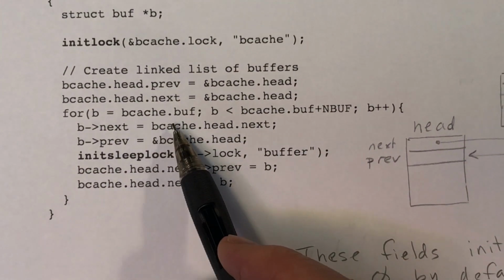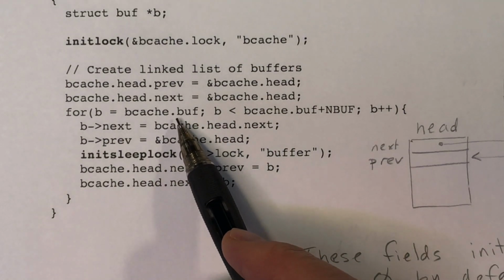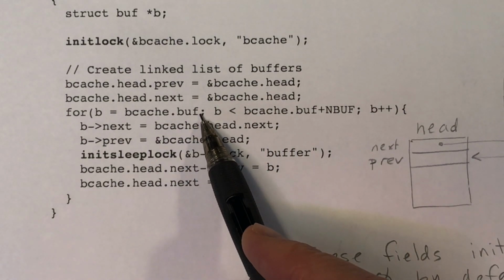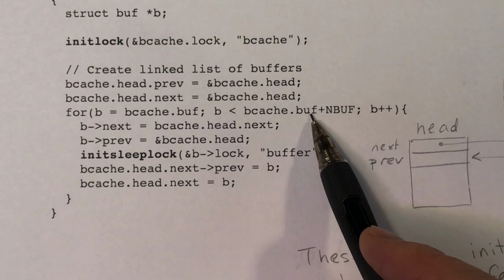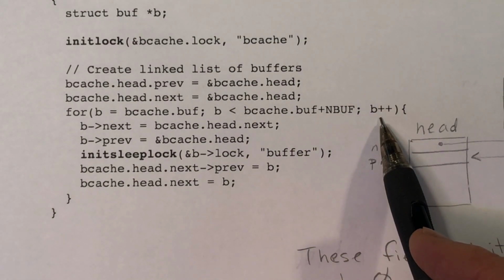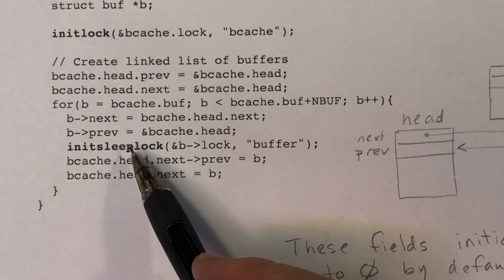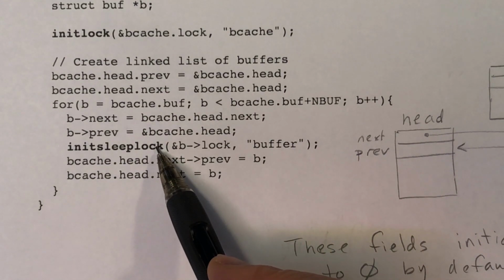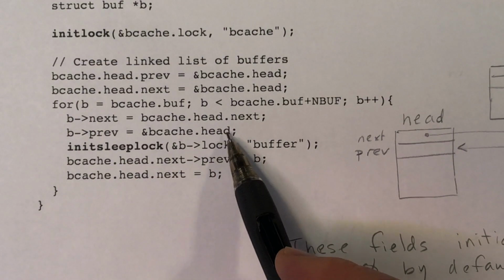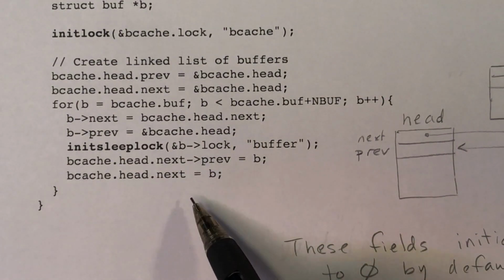And then it goes through the array. So here we're going through the buf array from the 0 element all the way up to the 29th element, one by one. And for each one of them, we are initializing the sleep lock in that buffer structure, okay? And we're also adding it to the linked list.